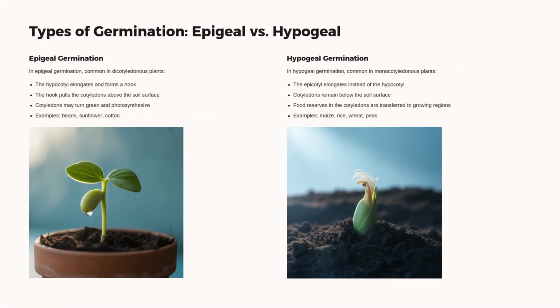Types of germination: epigeal versus hypogeal. Epigeal germination. In epigeal germination, common in dicotyledonous plants, the hypocotyl elongates and forms a hook. The hook pulls the cotyledons above the soil surface. Cotyledons may turn green and photosynthesize. Examples: beans, sunflower, cotton. Hypogeal germination. In hypogeal germination, common in monocotyledonous plants, the epicotyl elongates instead of the hypocotyl. Cotyledons remain below the soil surface. Food reserves in the cotyledons are transferred to growing regions. Examples: maize, rice, wheat, peas.